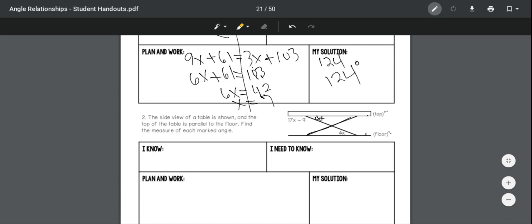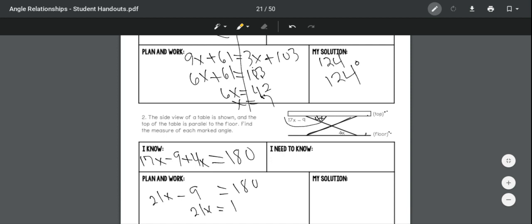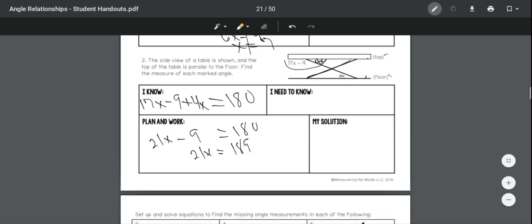And then once we get that, we can see that these two are on this straight line. And so we know that they equal 180 because they're on a straight line. And so we get 17x minus 9 plus 4x equals 180. And so then you put your like terms together. So we got 21x minus 9 equals 180. And then we're going to add 9, and we get 21x equals 189. And then we do dividing by 21, and we get 9.